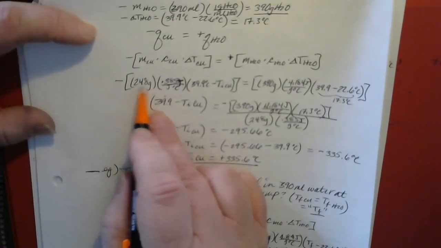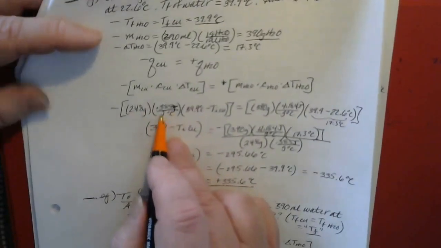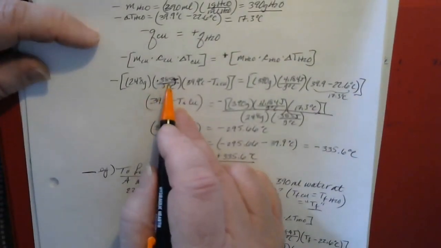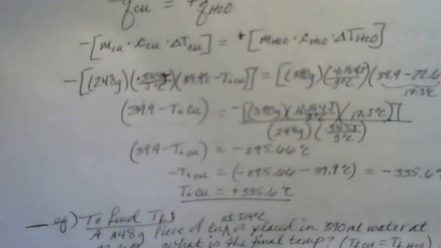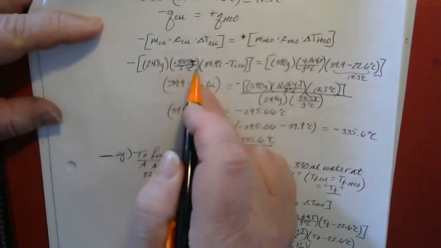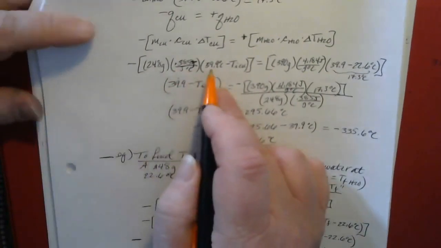The mass of the copper is 248 grams, as it said at the beginning of the question. The specific heat of copper is 0.385 joules per gram degree Celsius. You can look that up in the table in the text in this chapter in the textbook.